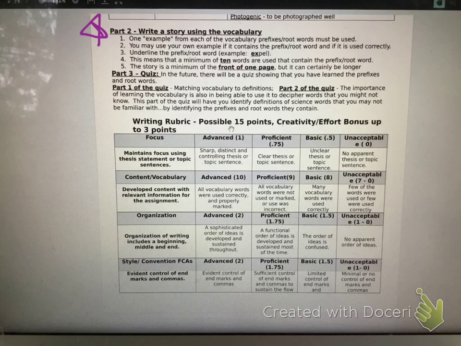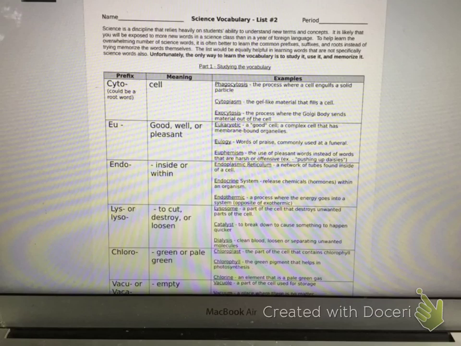So in part 2, it says, write a story using the vocabulary. Use one example from each of the vocabulary prefixes and root words. So what that means is you have to use each of the prefixes, because that is what we have in our list above. So each one needs to be used. You may use your own example if you want to. You do not have to. So for example, you can use the term cytoplasm in your story if you want to. If you want to come up with a different term because you know another word that has the prefix cyto, you may.